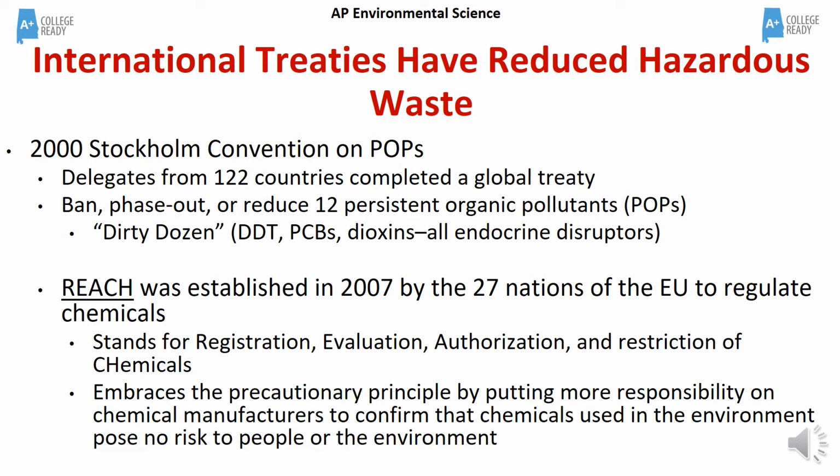REACH was established in 2007 by the 27 nations of the EU to regulate chemicals. It stands for the registration, evaluation, authorization, and restriction of chemicals. It embraces the precautionary principle by putting more responsibility on chemical manufacturers to confirm that chemicals used in the environment pose no risk to people or the environment. It is being phased in over several years to permit chemical manufacturers sufficient time to complete the required data testing.